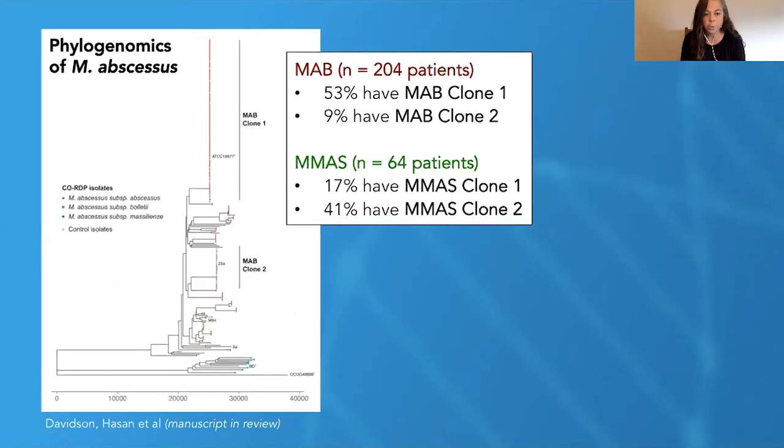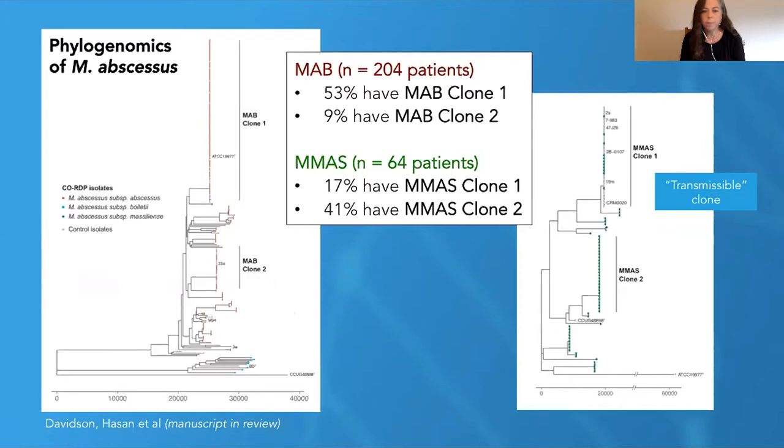If we look at our phylogenomic tree of massiliense, what we can see here is, with a sample size of 64 patients, 17% had this dominant clone number 1, which corresponds to the transmissible clone described in the Seattle and Papworth studies. And 41% of patients have this second dominant clone, which was not described in the global population study and is highly prevalent in US patients.